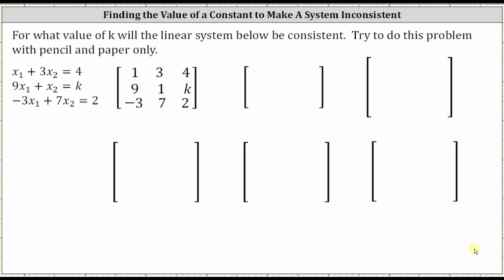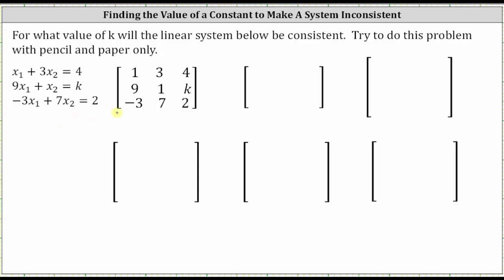For what value of k will the linear system be consistent? Remember, a system is consistent if it has one solution or infinite solutions. Looking at the system below, notice k is the constant in equation 2. Because we have three equations with two unknowns, if we write the augmented matrix in reduced row echelon form, we must have a row of zeros in row 3 in order for the system to be consistent.